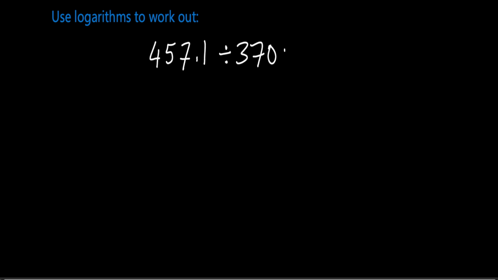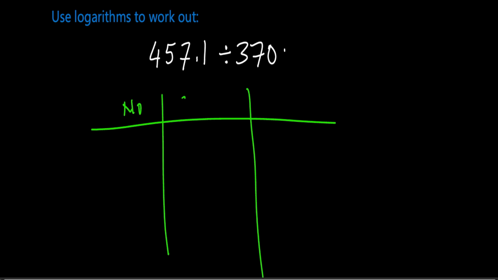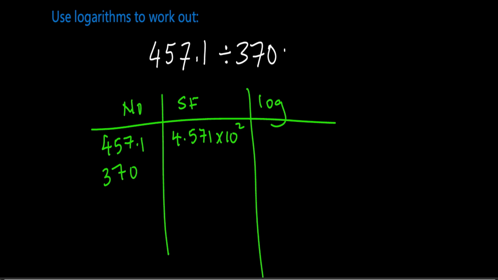Now what if it is division? Division is going to be subtraction. Remember, this is the number, this is the standard form, and this is the logarithm. So we're going to do 457.1, written in standard form as 4.571 times 10 to the power of 2. What about 370? 370 is 3.70 times 10 to the power of 2. Because these are numbers greater than 10, the powers are positive, so the characteristic is going to start with 2 for both.